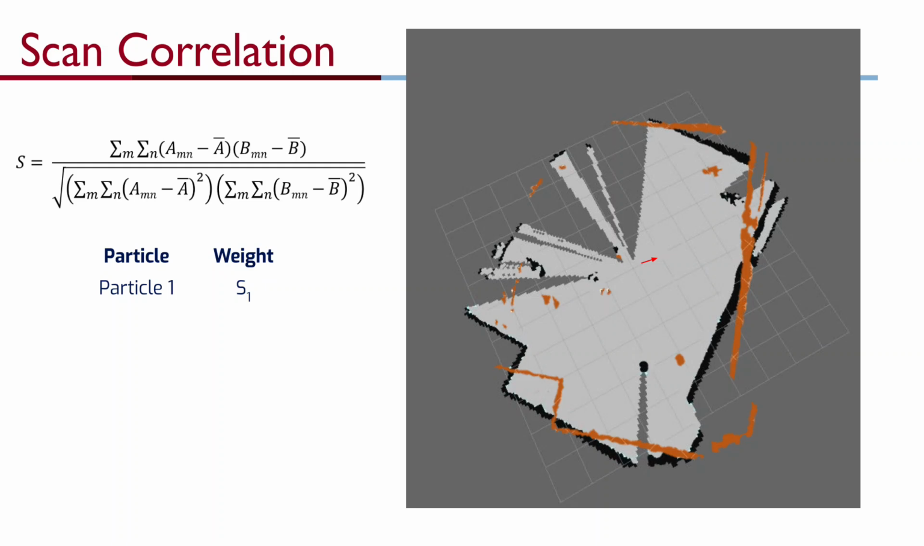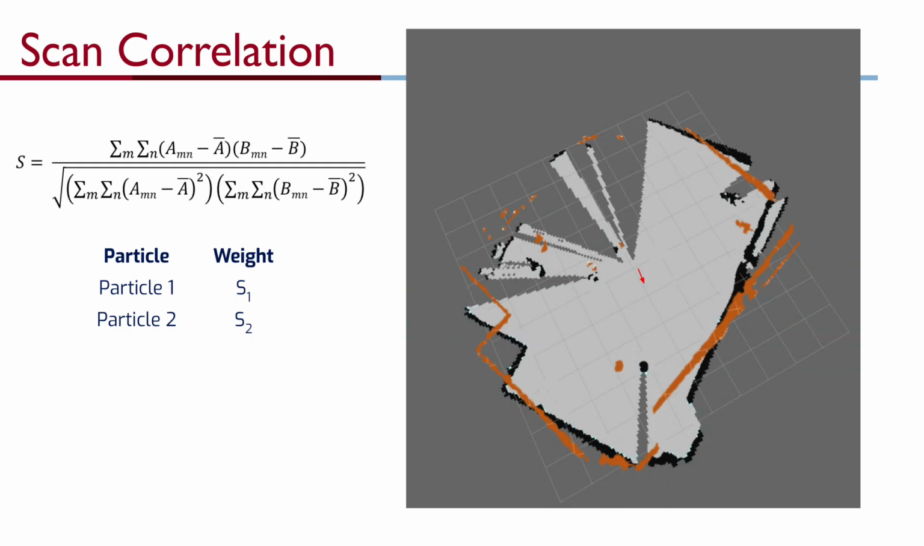Now, let's compute the correlation score for the first particle. Using the scan-map correlation formula, we evaluate how well this particle's pose aligns the orange scan points with the walls in our map. This gives us the score S1, which tells us how believable this particle's hypothesis is. In the next slide, we will apply the exact same process to the second particle and compare their scores.